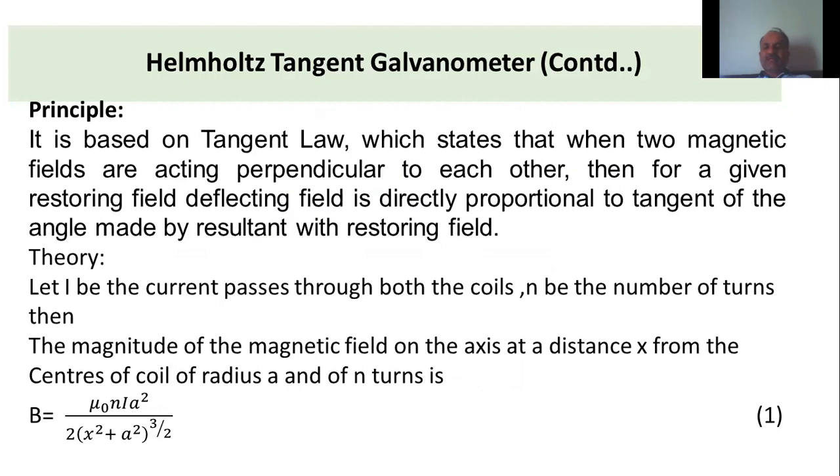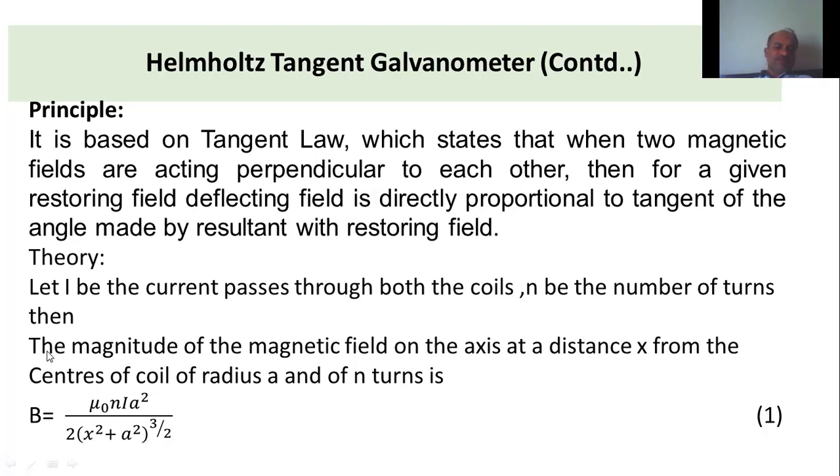As I told in the earlier diagram, there are two magnetic fields. One is BH, another one is B. So at the resultant of these two, B and BH, the magnetic needle will align, and the angle made by this magnetic needle with respect to the Earth's horizontal component is taken as theta. Then the magnetic field B is equal to BH tan theta, where theta is the angle between the resultant field and the Earth's horizontal component. So this is the principle of the tangent law.